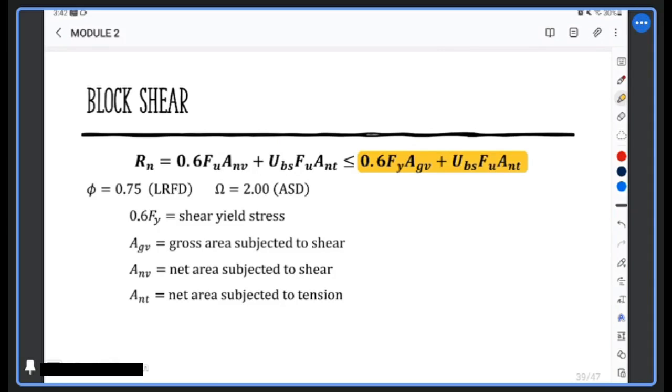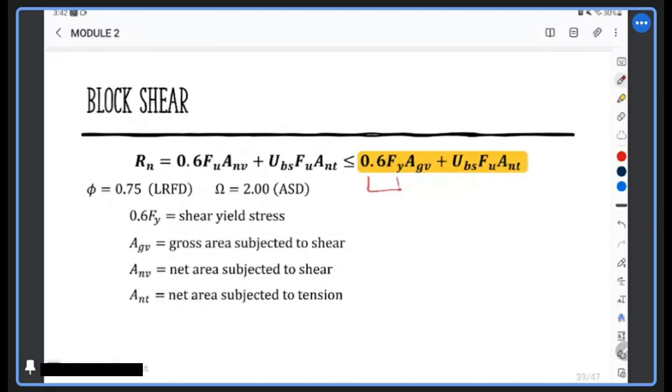So 0.6 Fy, class, is our shear yield stress, no? We will later deal with the shear stress, no? But dito pa lang, binigyan lang natin na it is equal to 0.6 Fy. Ito yung 0.6 Fy na yun.